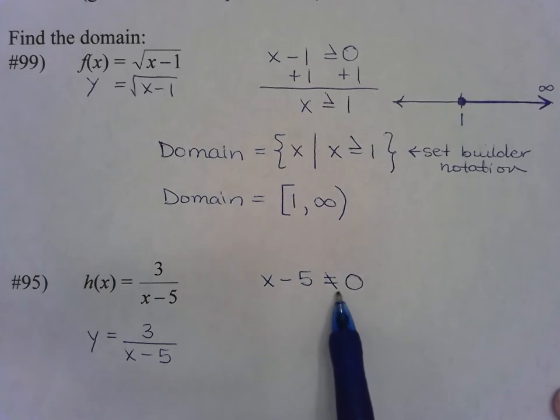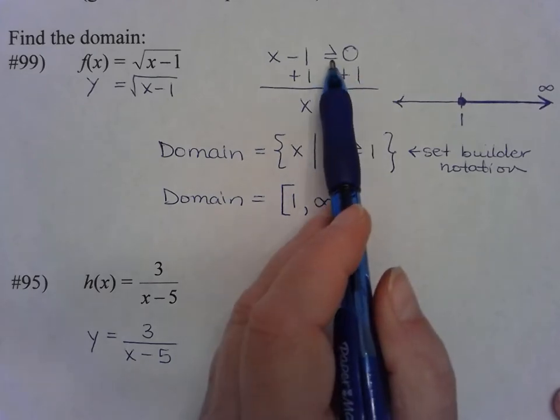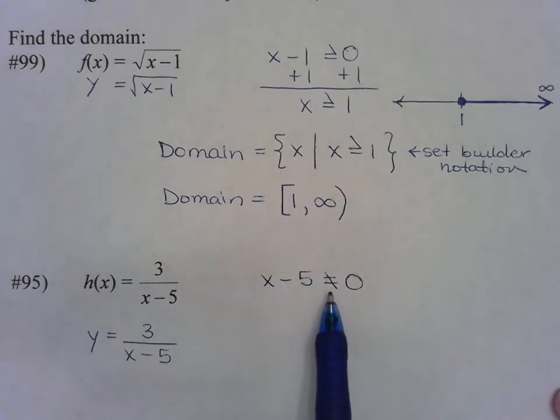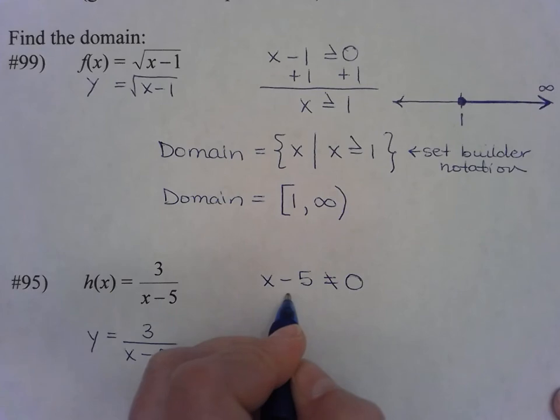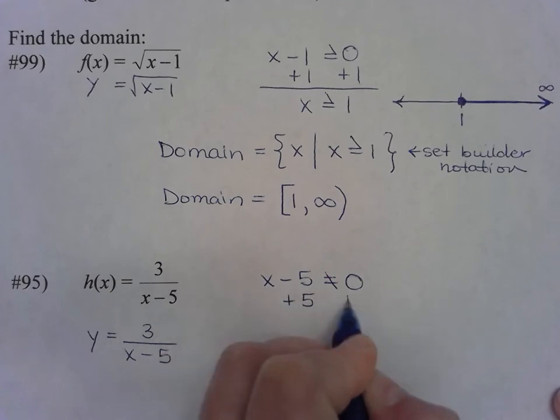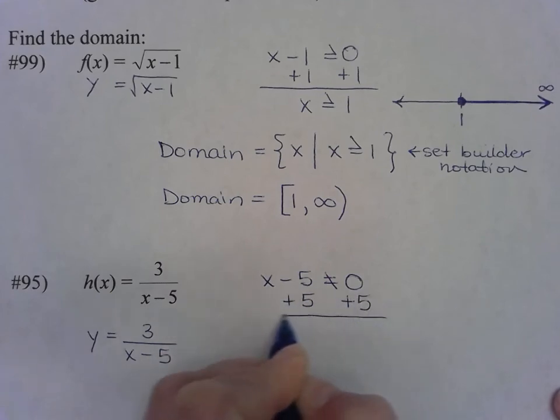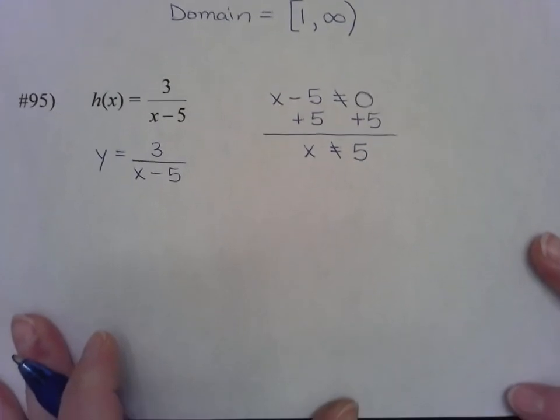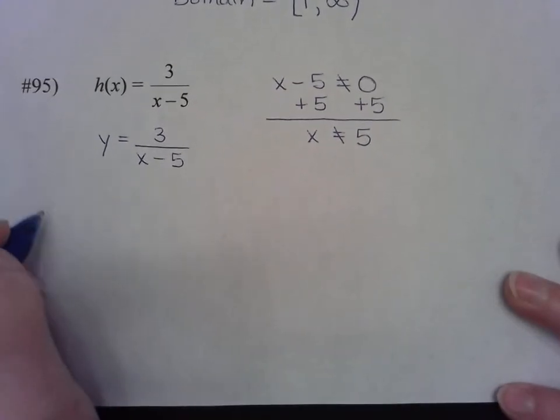Notice the setup is different for these two different types of functions, right? For the square root, I want something positive, so I'm using the greater than sign. For the fraction, I don't want it to divide by 0, so I'm using the not equal sign. But I could work it out in a similar way. Five is the problem. Just to kind of make sure you understand why that is, I'm going to plug in 5.